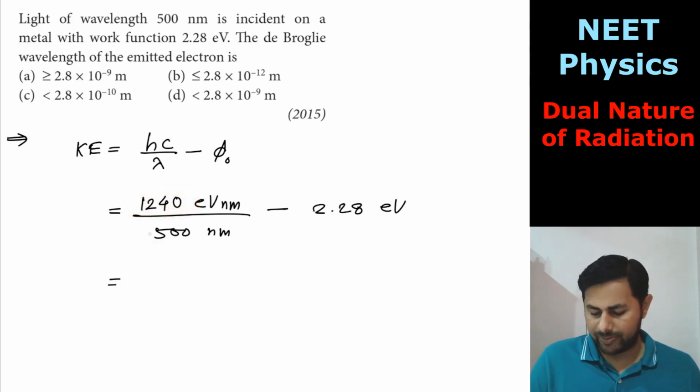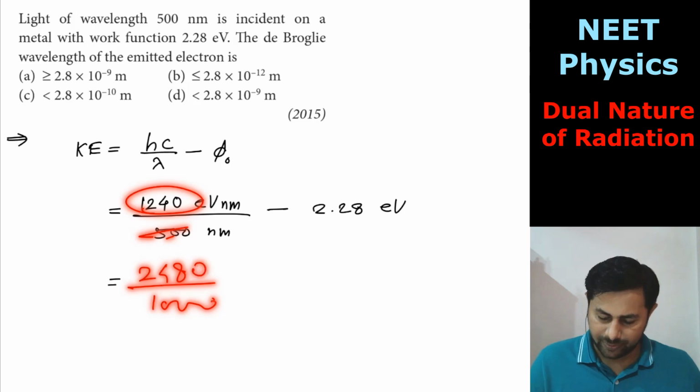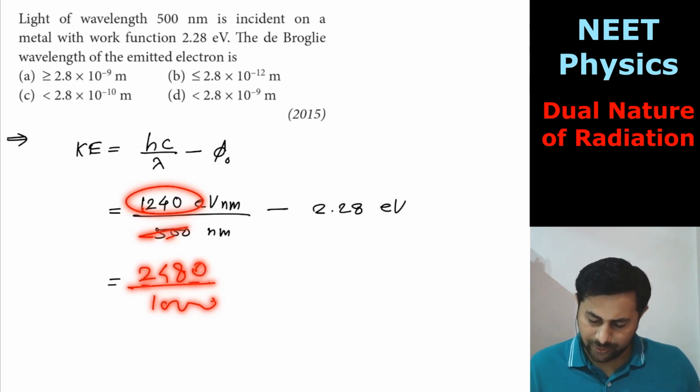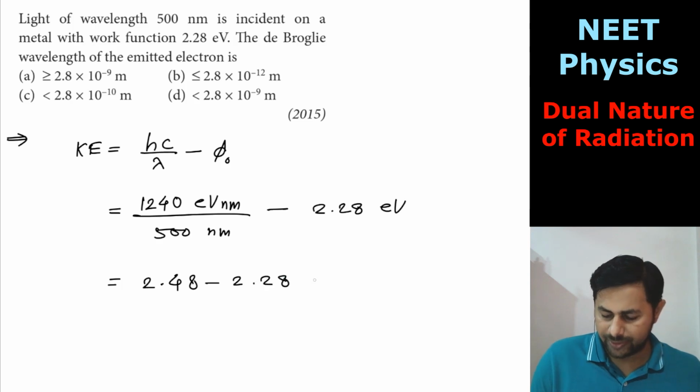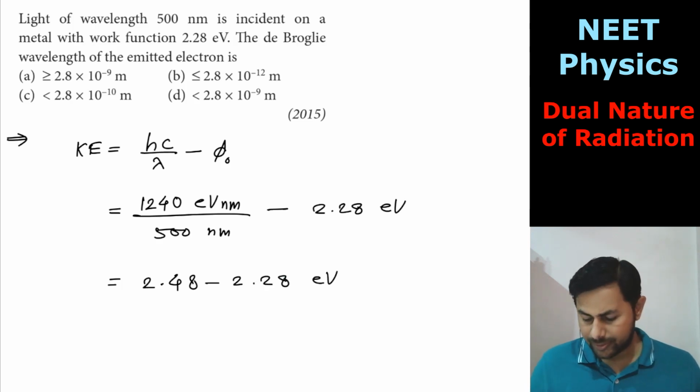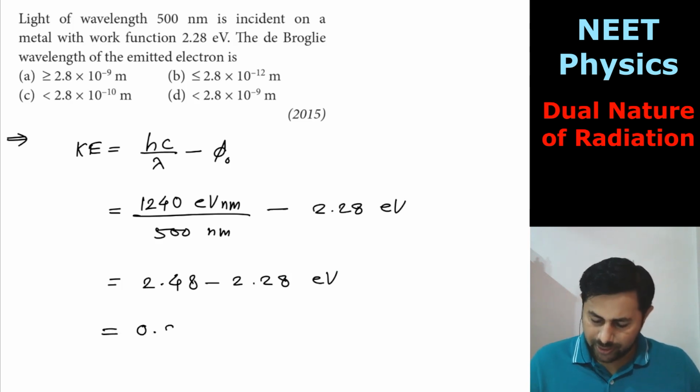What I will do is I will multiply numerator and denominator by 2. So this is 1000, then this becomes 1000, right? And this will become what? 2480, and if I divide that by 1000, so it's 2.48. So 2.48 minus 2.28 electron volts, okay, that is 0.2 electron volts.